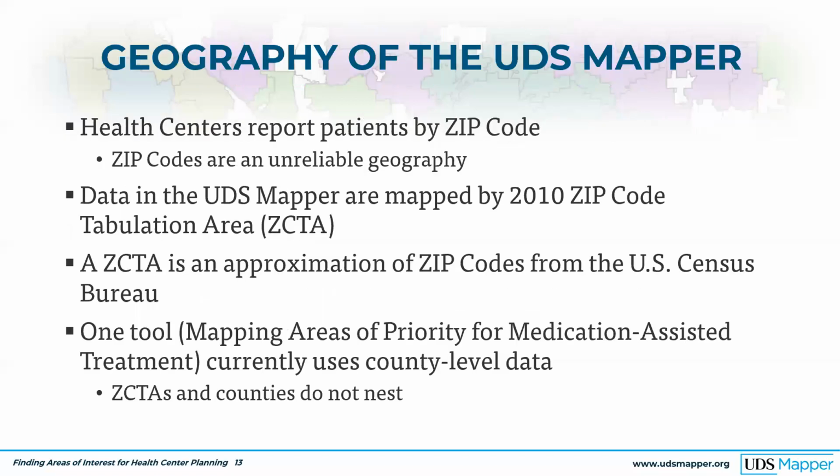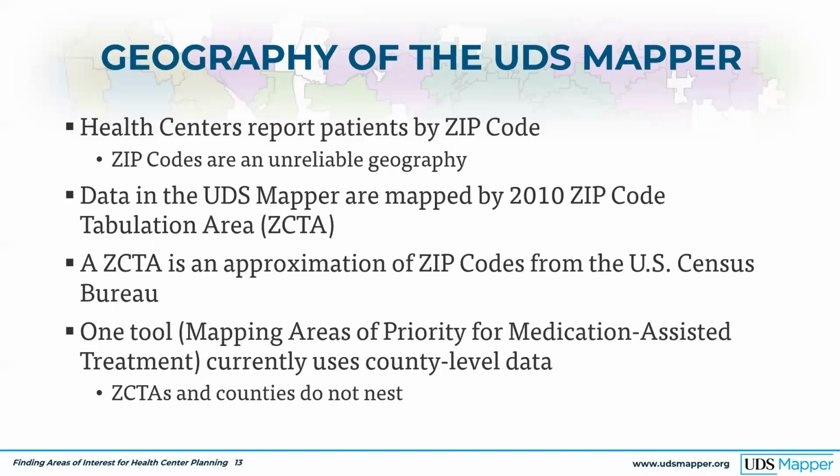So I told you that we're using the same geography throughout the UDS Mapper, and that turns out to be zip codes. And that's because health centers are reporting their patients by zip code in the Uniform Data System. But unfortunately, zip codes are an unreliable geography. They don't represent an area, but rather a delivery route.